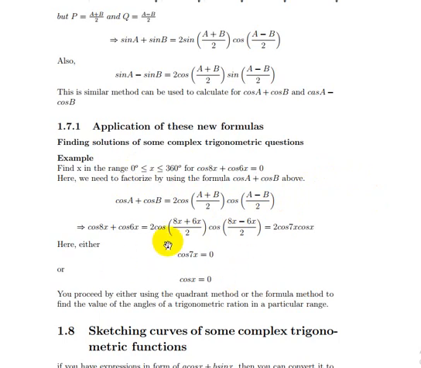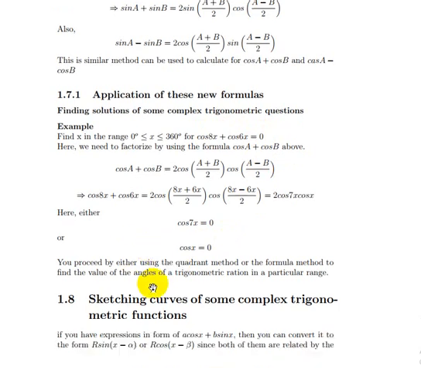And again, a point to note: for you to check if you are correct or wrong, you need to come back to the initial question, cos 8x plus cos 6x. If you substitute all the values and you find that it's not equal to 0, then it implies that you had an error somewhere.